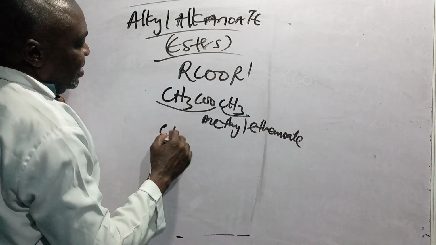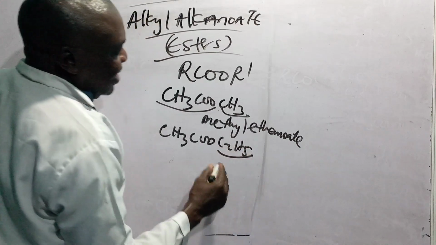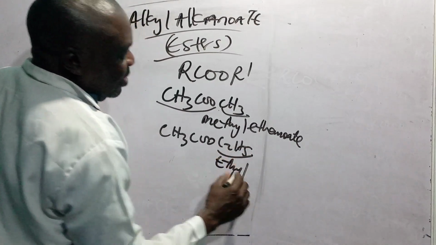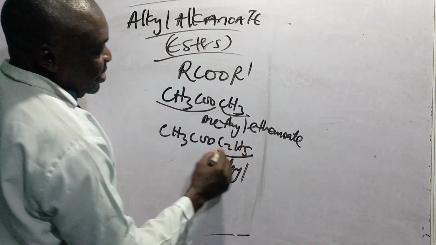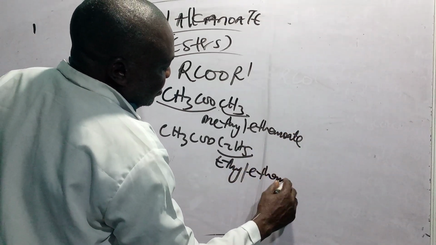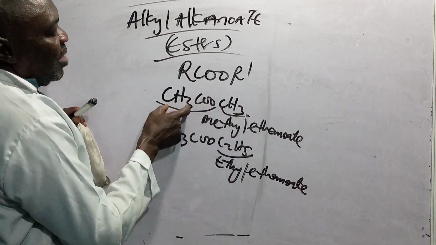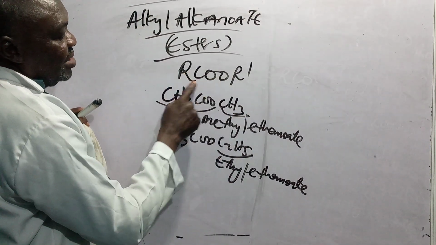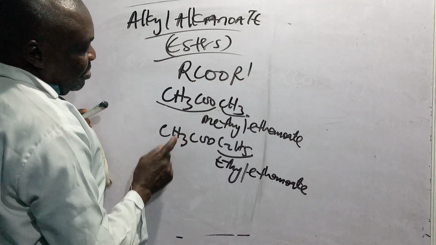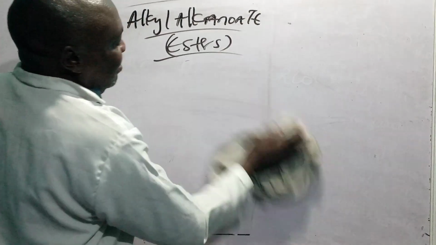Or we can have CH3COOC2H5. This is an ethyl group, ethyl. They always start naming from the alkanol group, from the right-hand side: ethyl ethanoate. Like I said, this one is an alkyl group, so methyl, while this one is methyl and this is ethyl. So these are esters. That is the formula for esters.